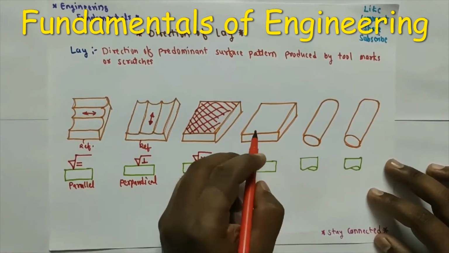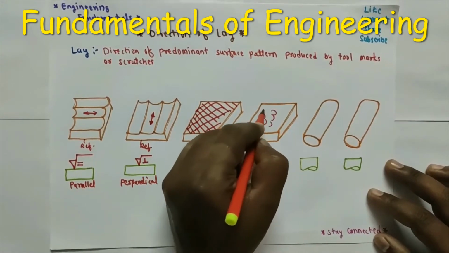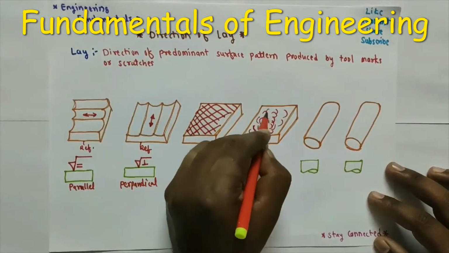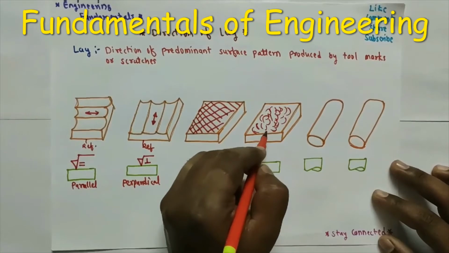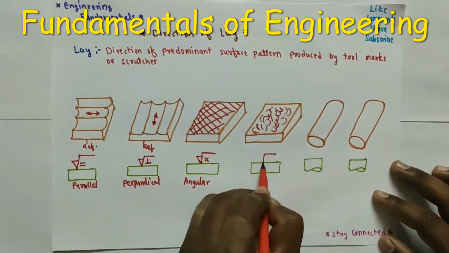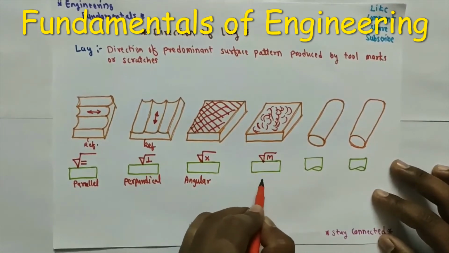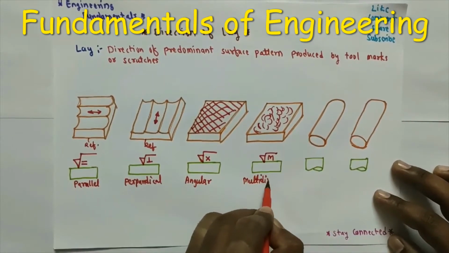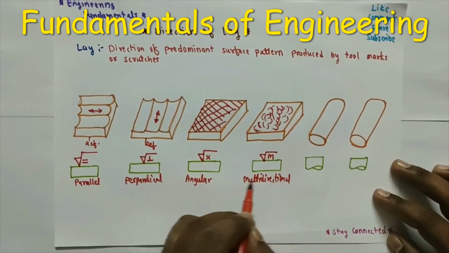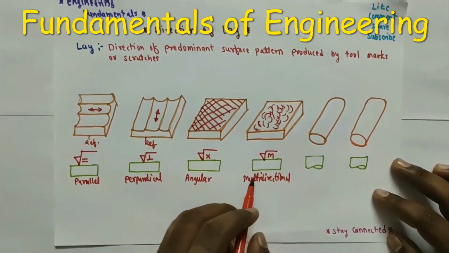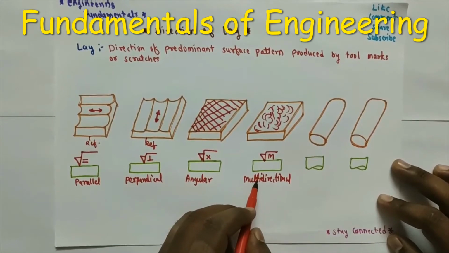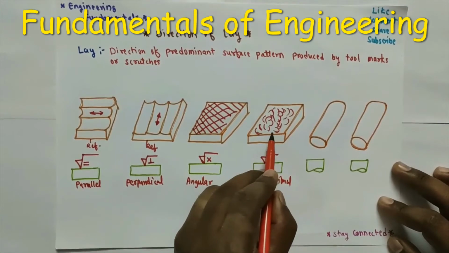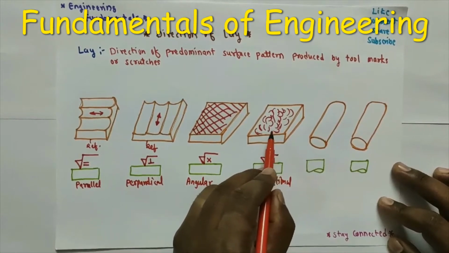Then next is multi-directional, meaning we get the surface pattern in all directions. Then we note this symbol as M, that is multi-directional. We get this when we do the lapping operation, super finishing operation and honing operation. So this type of lay we get whenever we give a fine finish to the surface.